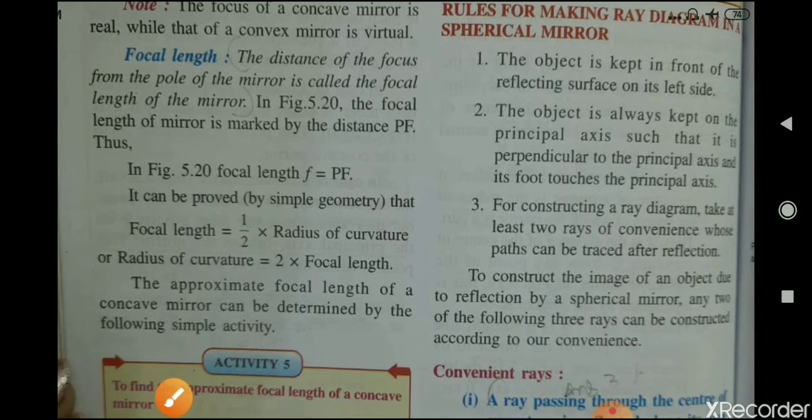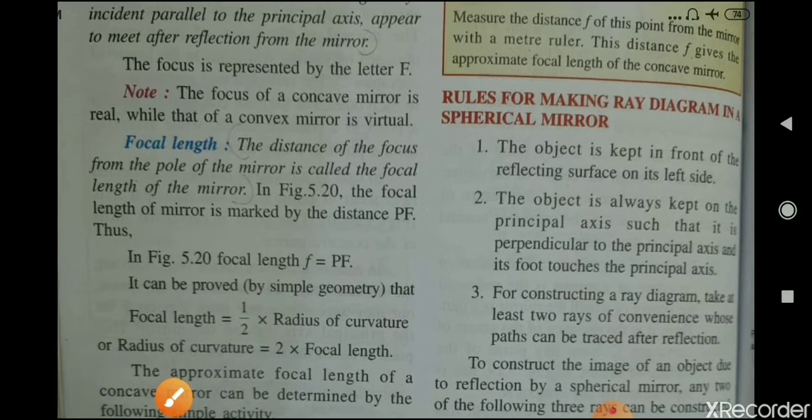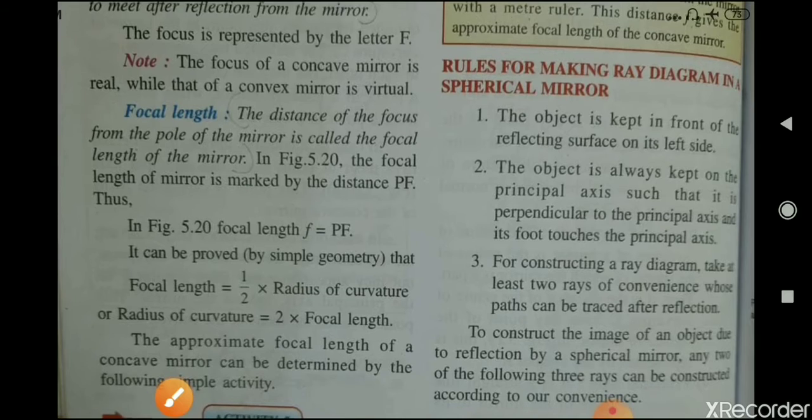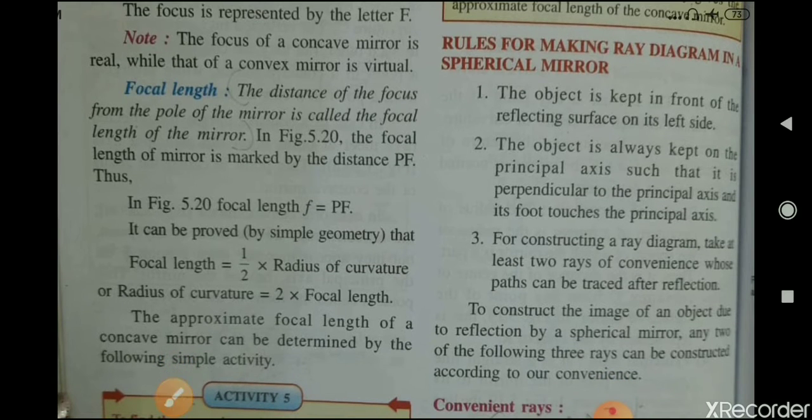Now, rules for making a ray diagram in a spherical mirror. First, the object is kept in front of the reflecting surface on its left side. Rule number 2, the object is always kept on the principal axis such that it is perpendicular to the principal axis and its foot touches the principal axis. And the third one is, for constructing a ray diagram, take at least 2 rays of convenience whose paths can be traced after reflection. So these are the rules for making the diagram in a spherical mirror.